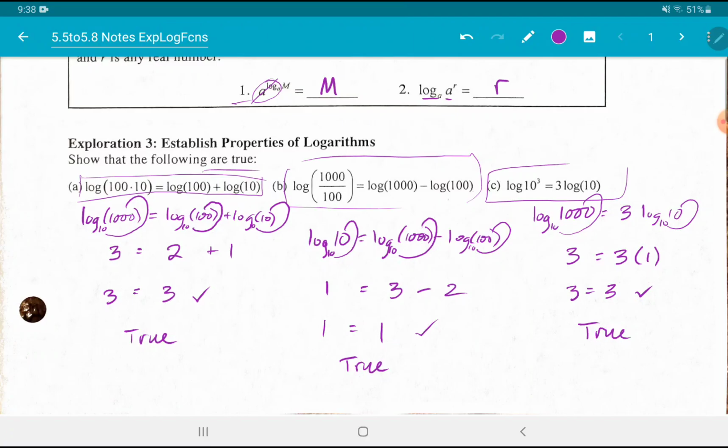What are these three properties telling us? Hopefully what you're seeing is a connection: there's a 100 here, there's a 100 here, there's a 10 there, there's a 10 here, but the operation involved is multiplication inside the parentheses, and outside the parentheses we see addition. Over here we have division contained within parentheses of our numbers 1,000 and 100. And outside the logs we see that there's a subtraction symbol. And then lastly, we also see that there is an exponent here, and somehow that exponent got brought down to the coefficient. Let's take a look at our properties of logs now.